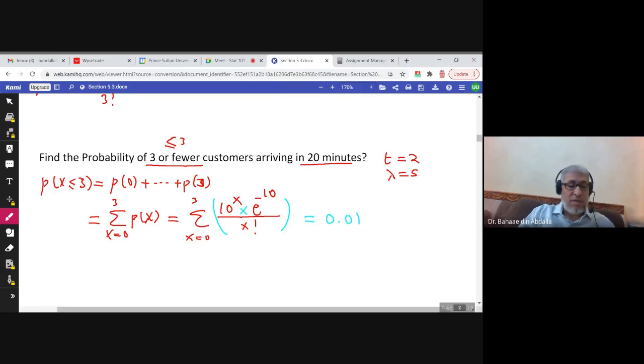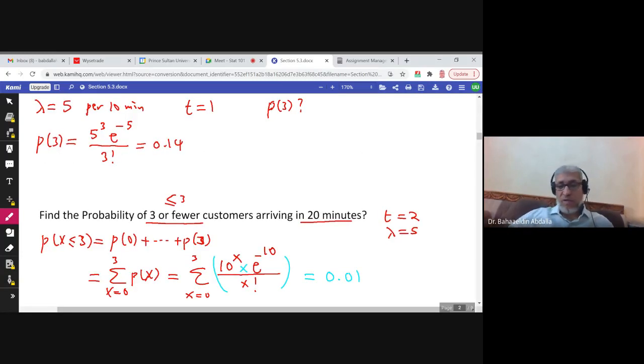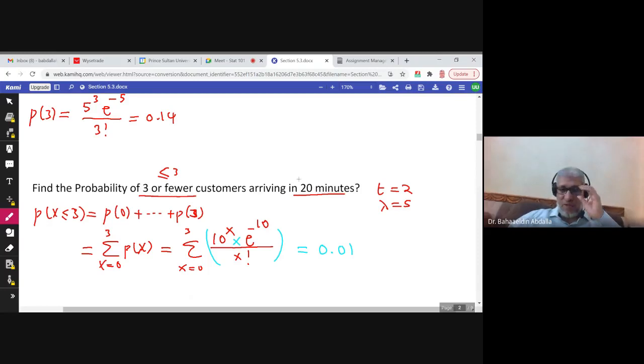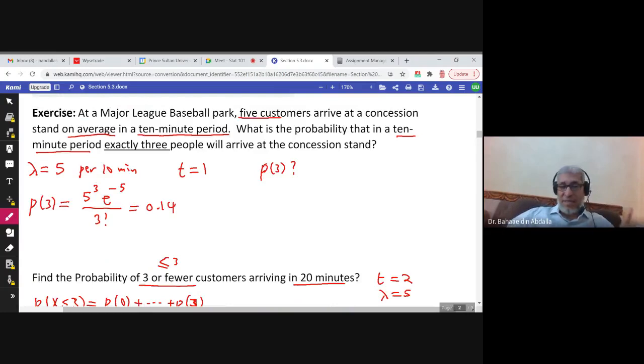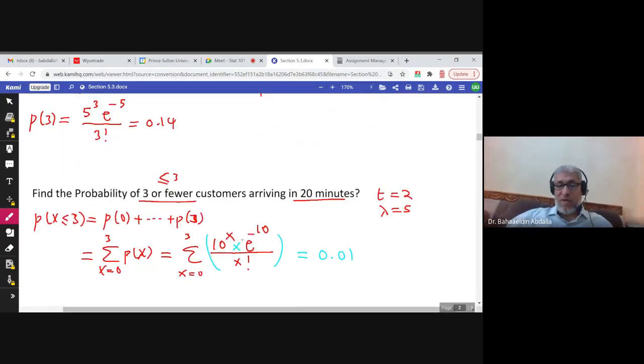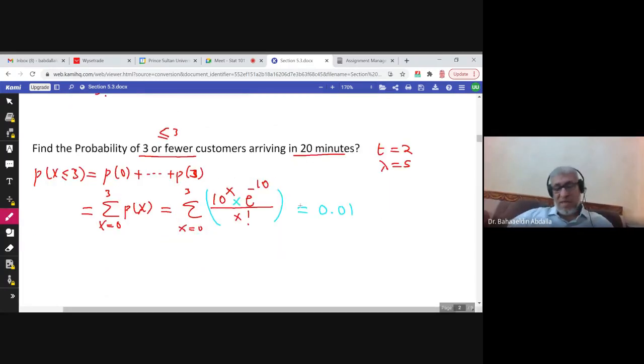The answer is 0.01. Notice this is in 20 minutes. This is the probability of 3, but in a 10-minute period. So the probability of 3 in a 10-minute period is much larger than the probability of 3 in a 20-minute period, because the average in a 10-minute period is 5, and the average in a 20-minute period is 10, so we expect 10 to come on average. The 3 has very small probability.